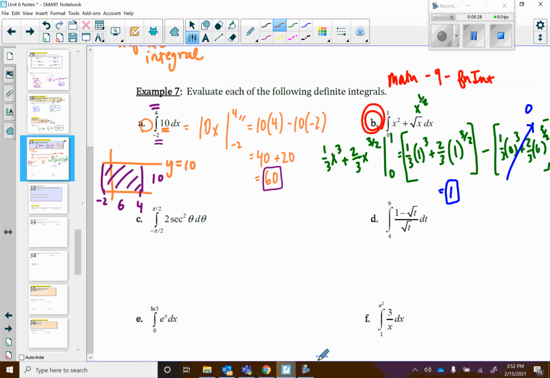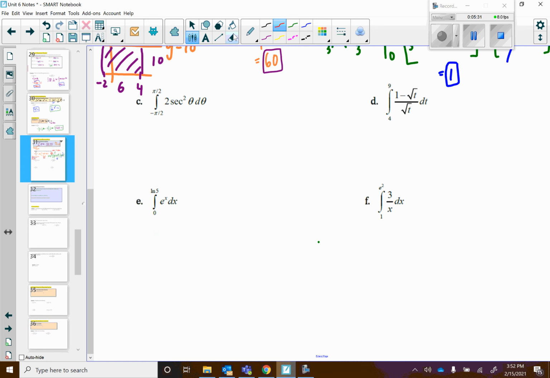For C, I apologize, there is a slight typo. We are actually going to look at this one with the bounds from -π/4 to +π/4. So the antiderivative of 2 secant squared theta d theta, well, I know the integral of secant squared is tangent of theta. I know I can take this coefficient and tag it on after. So we are evaluating 2 tangent of theta from -π/4 to +π/4.